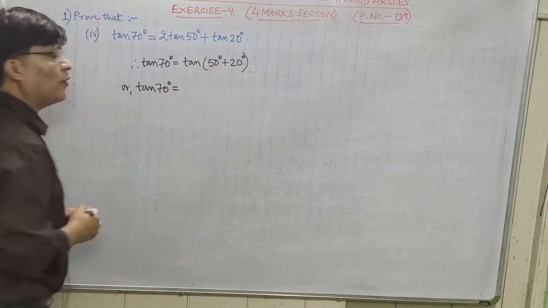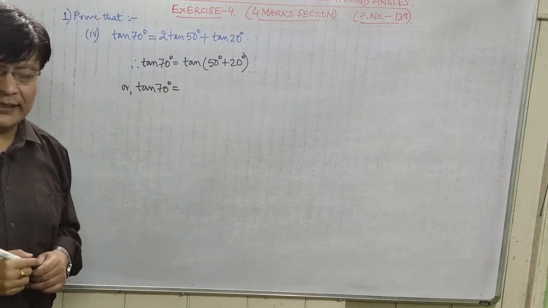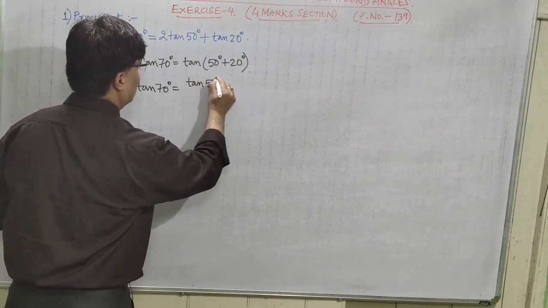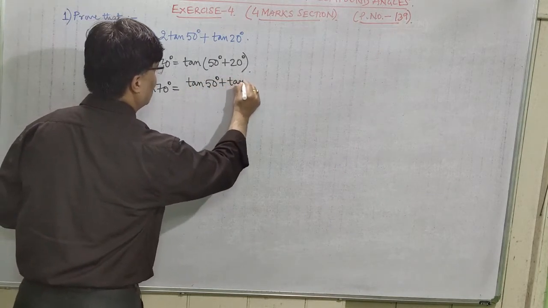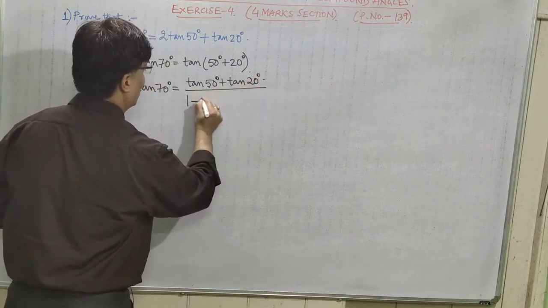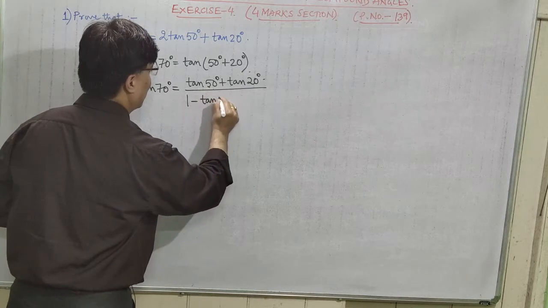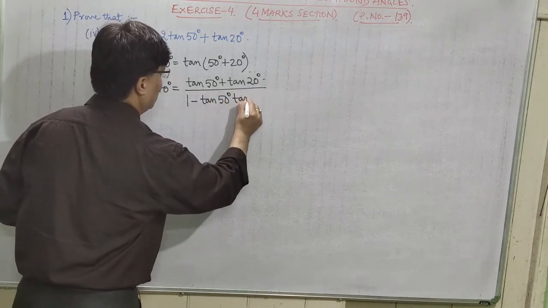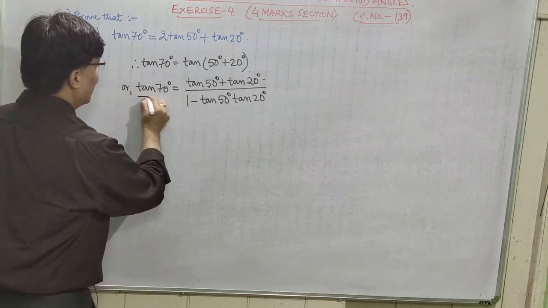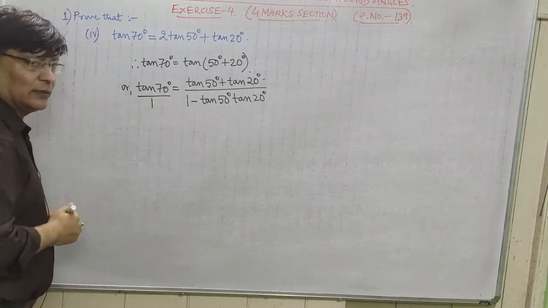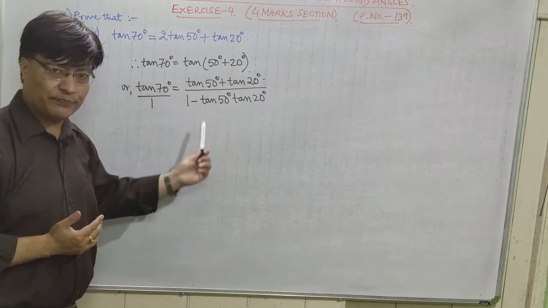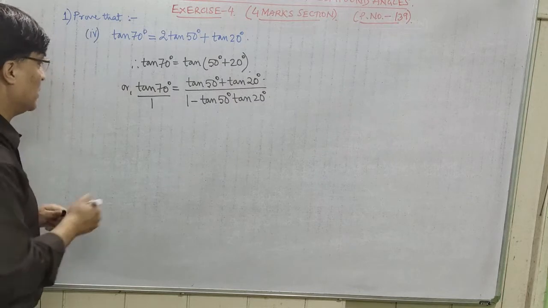So let us use the formula of tan of A plus B. So what is the formula? Tan A plus tan B divided by 1 minus tan A tan B. So tan 50 degree plus tan 20 degree divided by 1 minus tan 50 degree tan 20 degree. So below tan 70 degree there is 1. So what will you do now? You can do cross multiplication.